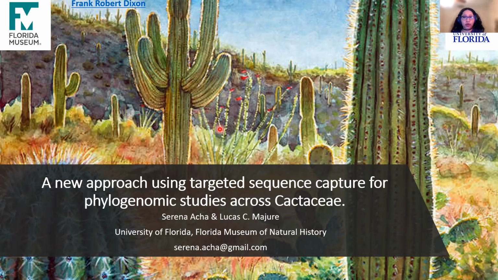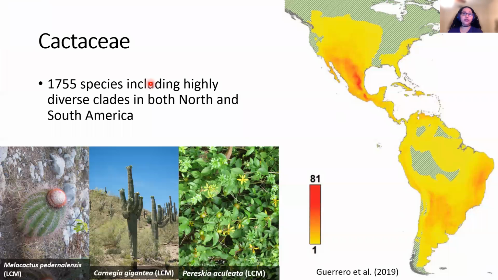I'm going to be talking about my postdoc research that I'm doing at the Florida Museum Herbarium and University of Florida. Together with Lucas Majur, we're studying a new approach using targeted sequence capture for phylogenomics studies across Cactaceae. Cactaceae is a well-known family that has 1755 species, including highly diverse clades in both North America and South America, as you can see in the map to the right that shows the richness of the species across the continent.